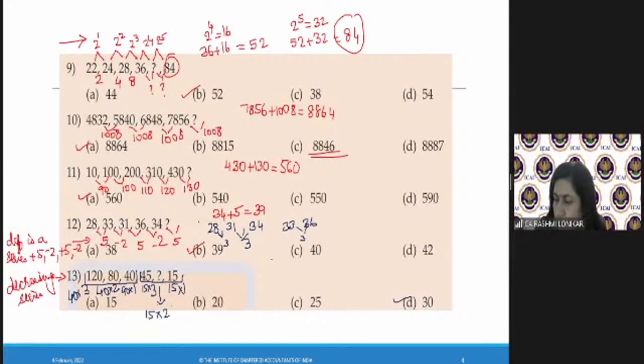Mayank, see 120 minus 80 is 120 minus 40 is 80. Then 45 minus 15 is 30. But there, we don't have numbers over there. What will you subtract from while considering 80? Okay, the next, how will you go about it?